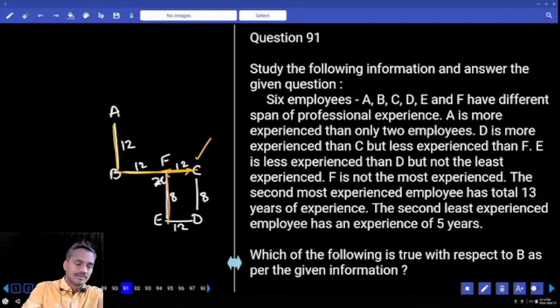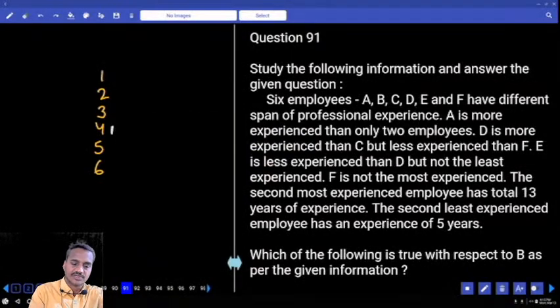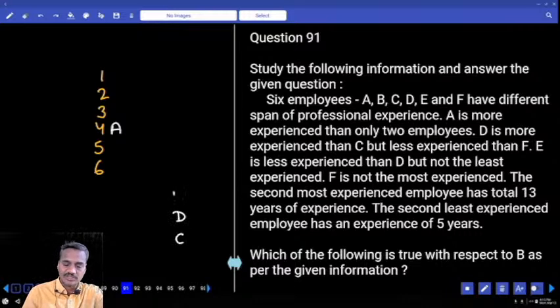Then 91. There are 6 employees who have different spans of professional experience. Now these 6 persons are being compared in the number of years of experience they have. 1, 2, 3, 4, 5, 6. Then A is more experienced than only 2 employees. A is more than only 2 employees, A is here. D is more experienced than C, but less than F. And E is less experienced than D, but not the least experienced. E cannot be at the lowest. Hence, where should this E be?